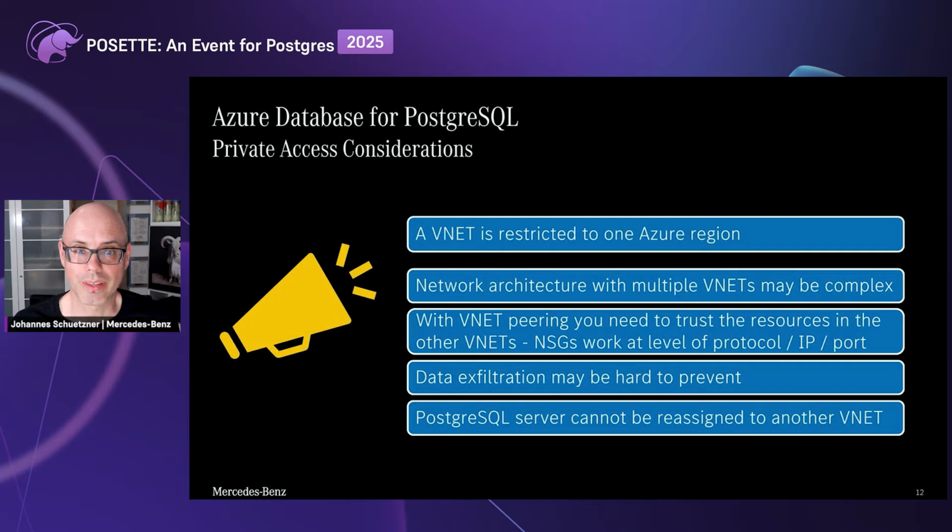Also with VNet peering, you really need to trust the resources in the other VNets, because the network security group rules that you can configure work quite low level, at the IP or port level, and so it's hard to set up data exfiltration rules that really work well. Also, as I indicated, the Postgres server cannot be reassigned to another VNet.